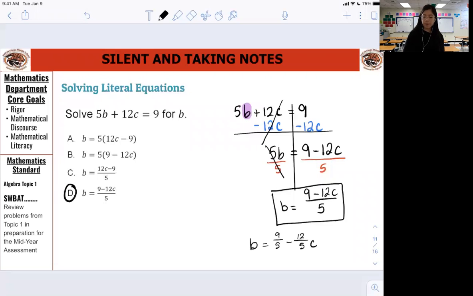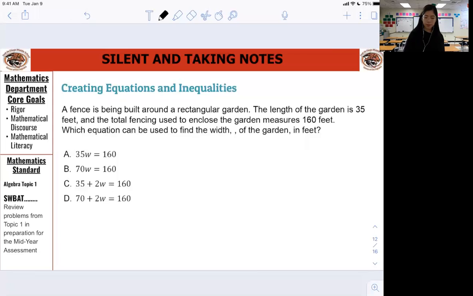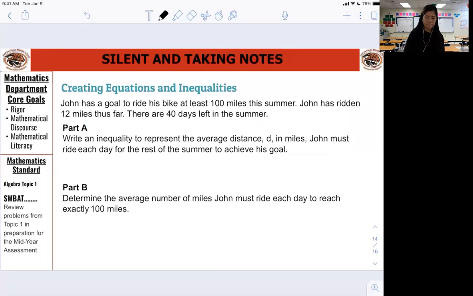All right, good. We have a little bit of time. Let's do some of these word problems. Let me pick a good one. This one's good. Can I have a volunteer read? I'll read. John has the goal to ride his bike at least 100 miles this summer. John has ridden 12 miles thus far. There are 40 days left in the summer. Write an inequality to represent the average distance, D, in miles John must ride each day for the rest of the summer to achieve his goal.